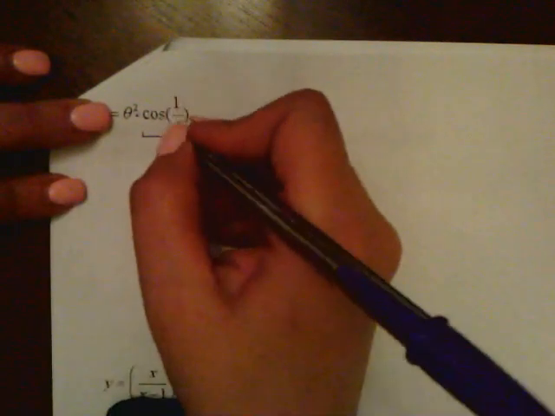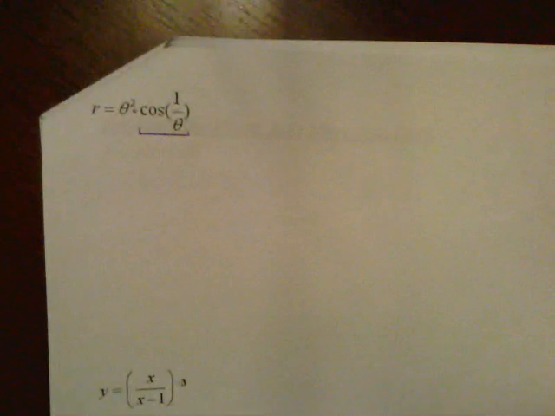Alright, this one too, I want you guys to attempt this on your own. Again, remember theta is really x, and you have two things that are being multiplied together. And this guy right here is a function, which is 1 over x, okay, inside another function. So at some point you're going to have to use the chain rule.